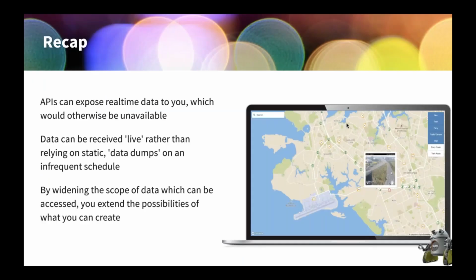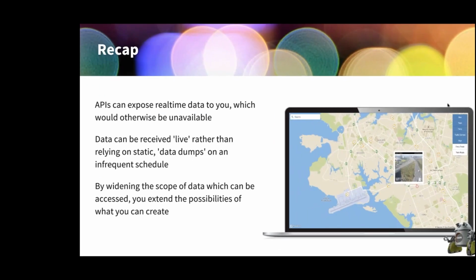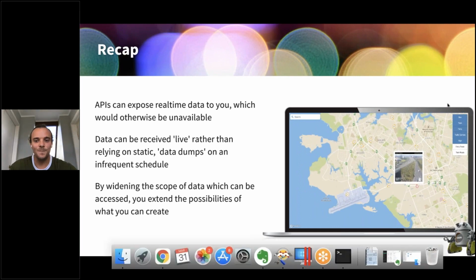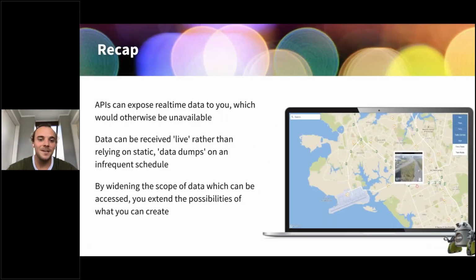So just to recap, APIs can expose real-time data to you, which would otherwise be unavailable. Data can be received live rather than relying on a static data dump, which has always kind of been the way we've done things until APIs really, or services at the very least. And it happens on an infrequent schedule.